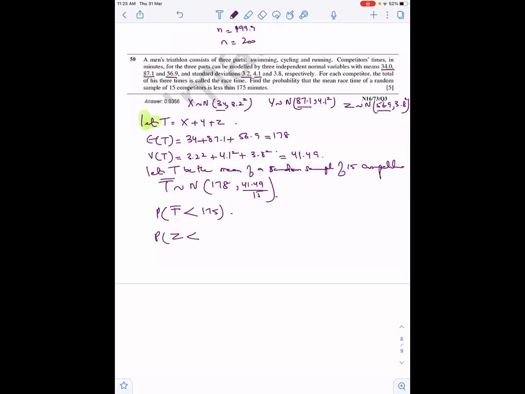Change it into Z: less than 175 minus the mean, upon 41.49 upon square root of 15. Because this was the variance, I didn't square root it. So I'm solving this, and then you just have to use normal distribution to solve it. Minus 3 upon 41.49 divided by square root of 15, which is minus 0.28.